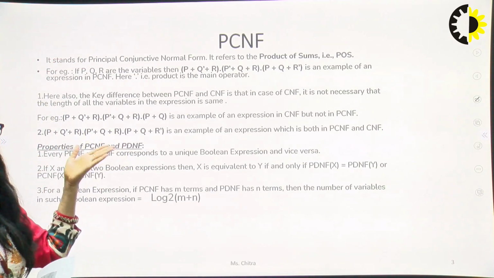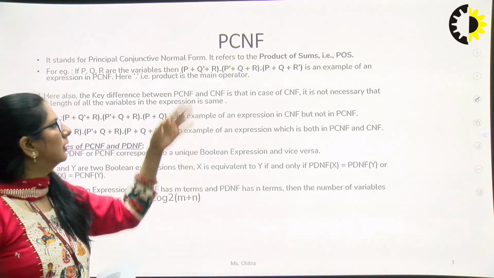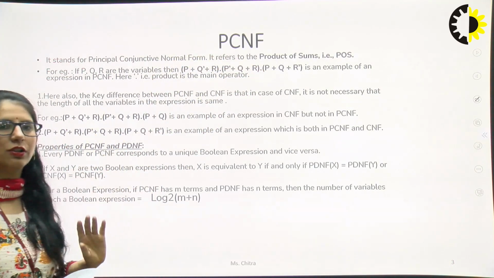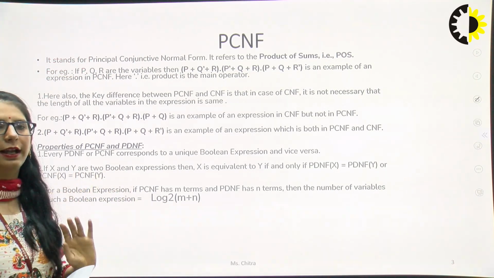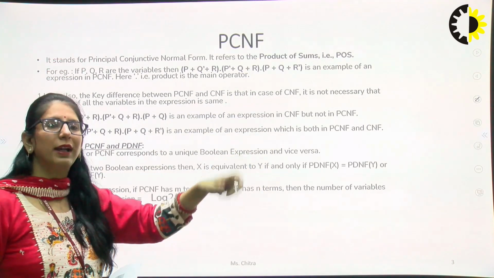Now let's see what is PCNF. As we saw a principal disjunctive normal form, similarly, there is a principal conjunctive normal form. The main symbol is conjunction here. Now the main symbol through which the brackets get combined, that is AND. That's why we call it product of sum, product of max terms basically.